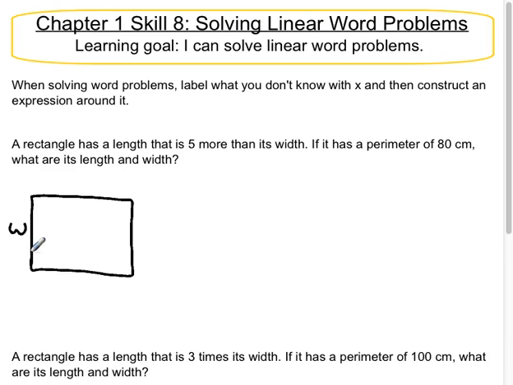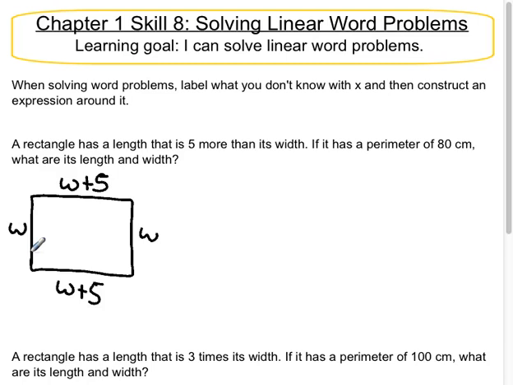And so what do I know now? Well, I know its length is 5 more than that width. So what is 5 more than W? Well, that's just going to be W plus 5. So I can label the sides of my rectangle. And then, of course, that would also be W, and this would also be W plus 5. So now I've labeled everything that I can.